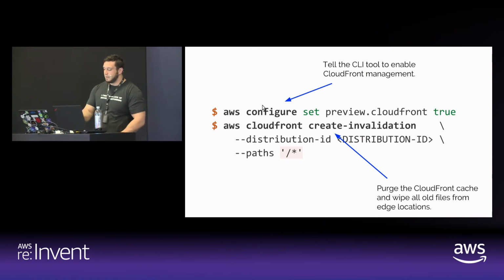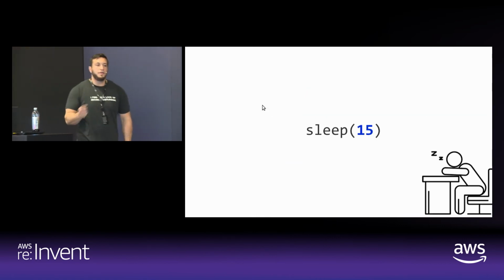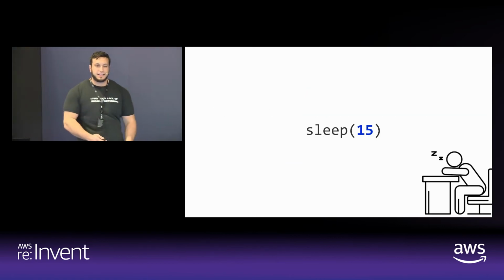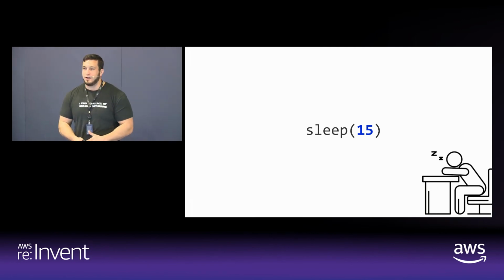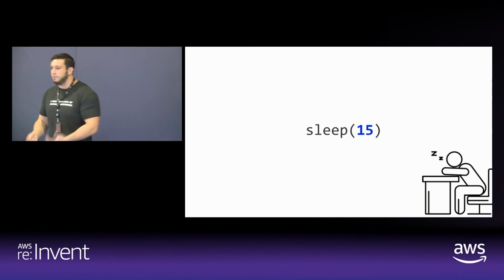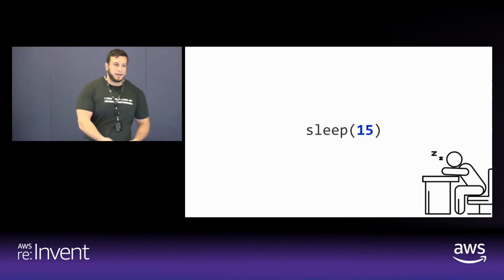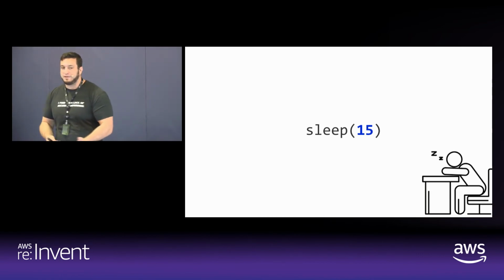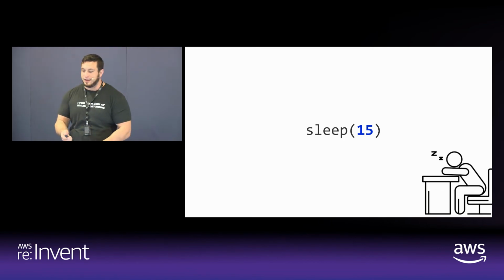Anyways, back to this. So the one thing you need to know about invalidations is that they take roughly 15 minutes to complete. So one of the trade-offs you need to think about if you want to use CloudFront to make your site very performant is that when you're releasing new updates to the site, there's always going to be a roughly 15 to 20-minute delay embedded in there.